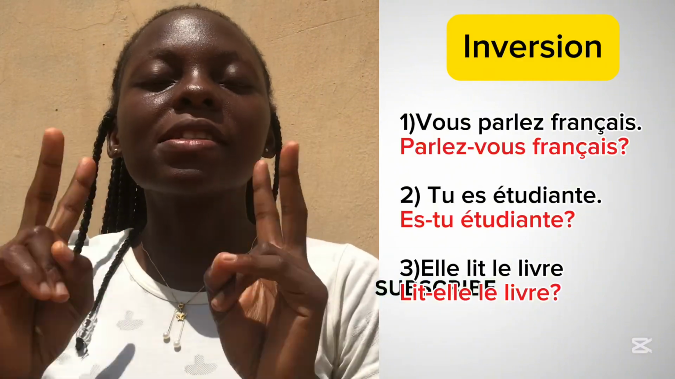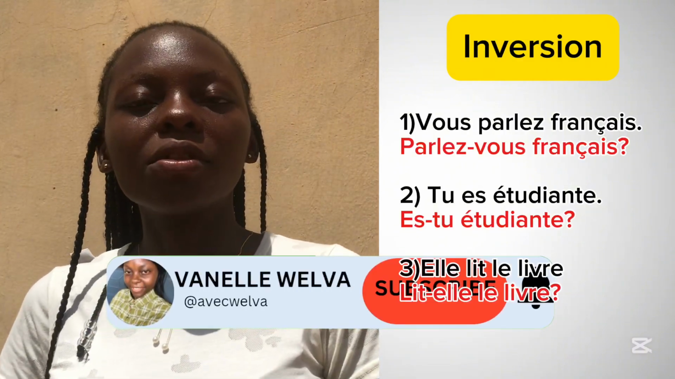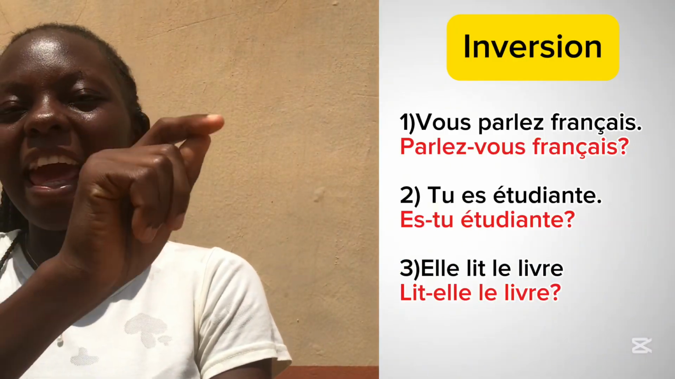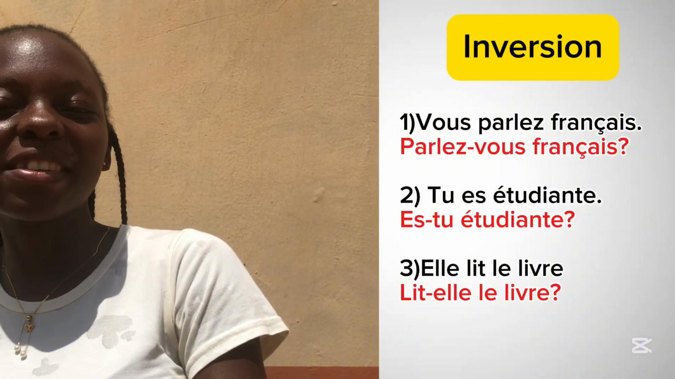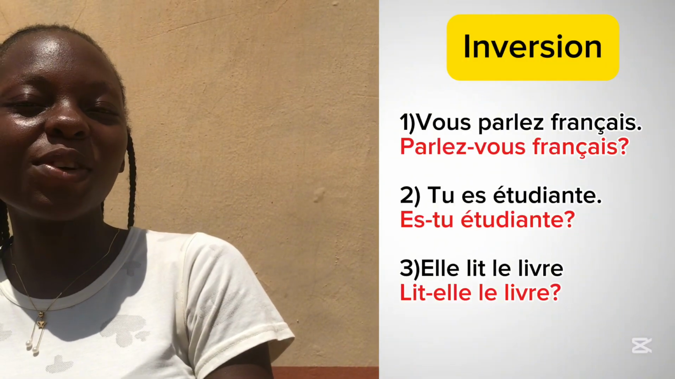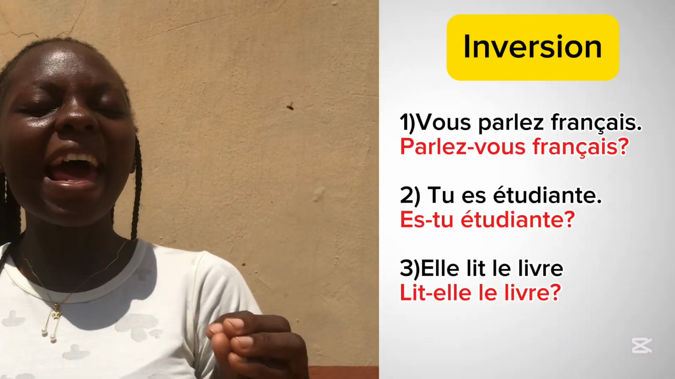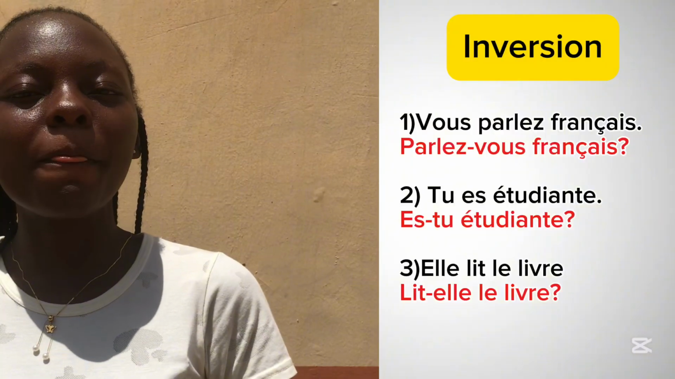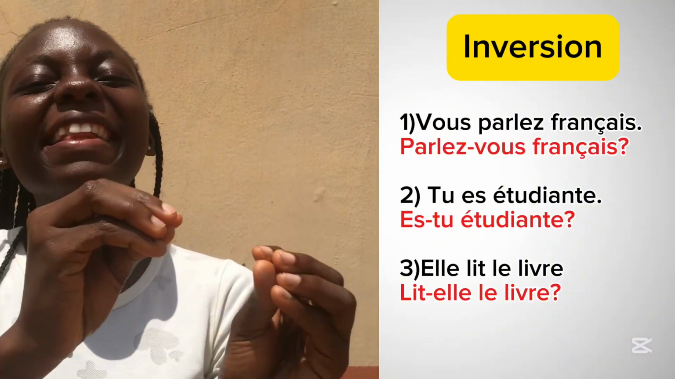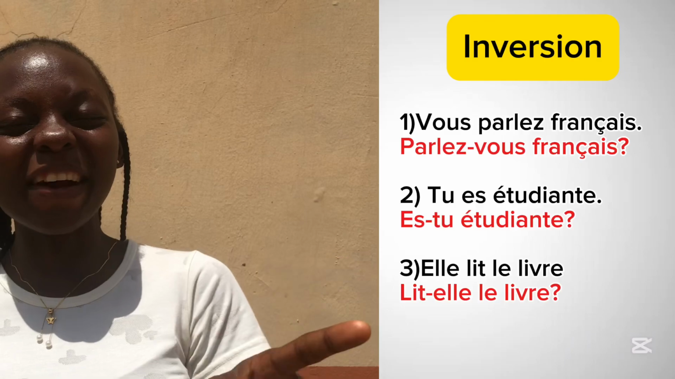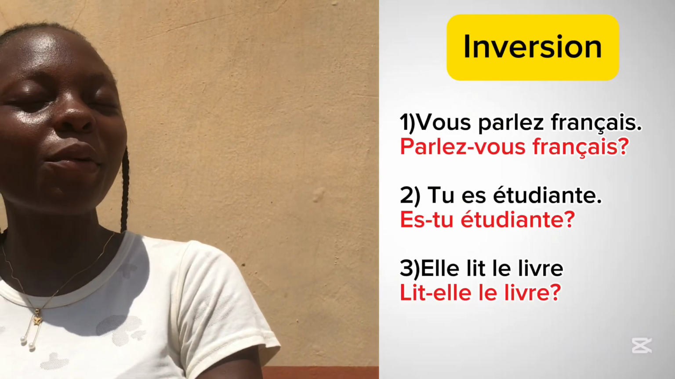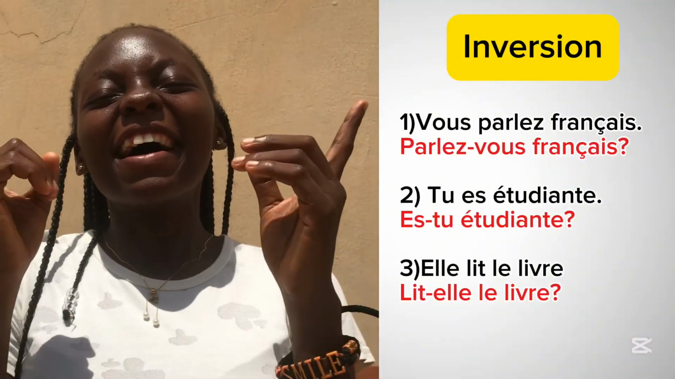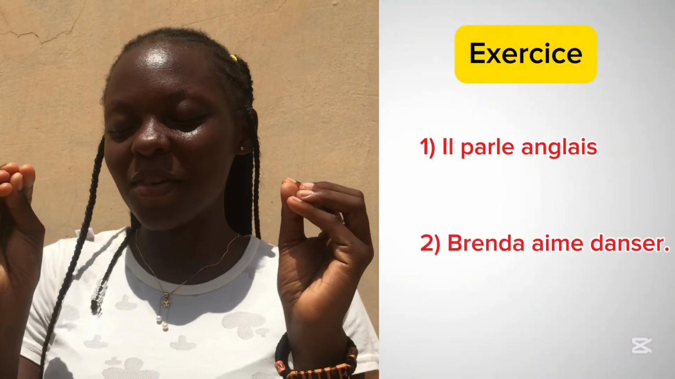Correct. The second one, tu es étudiante. You switch, right? Es-tu étudiante? Correct. The last one, elle lit le livre. What will it be? You switch. Lit-elle le livre? Correct. Super. Bravo.